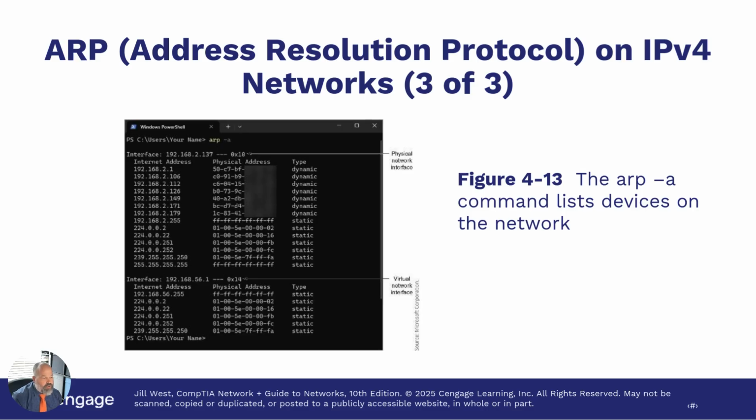Here's what it looks like when you run that command on your computer. You'll see a list of all the devices your computer has recently talked to, along with their MAC address. It's like looking at your recent phone calls on your phone, except instead of people, it's printers, routers, and random information technology gadgets that you really probably forgot you owned.